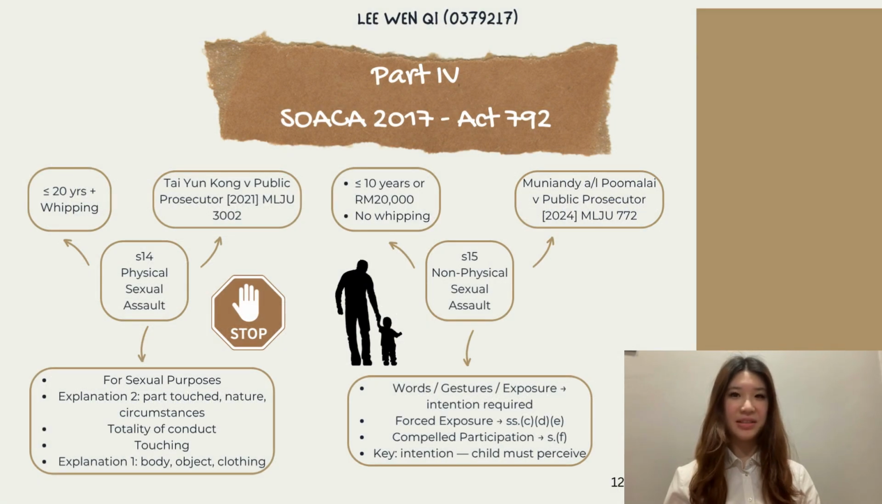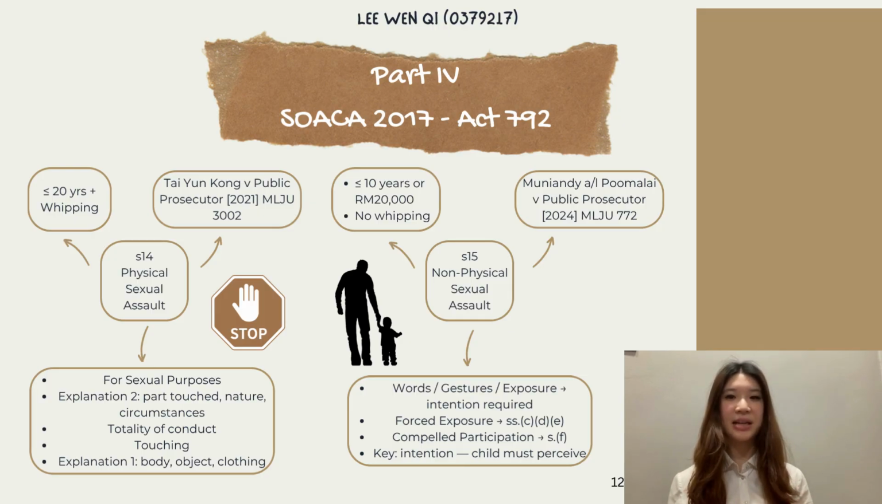I'm Wenxi, and I'll be presenting Part 4 of the Sexual Offences Against Children Act 2017, Act 792. It consolidates 4 offences: physical sexual assault under Section 14, non-physical sexual assault under Section 15, sexual performance under Section 15A, and sexual extortion under Section 15B.